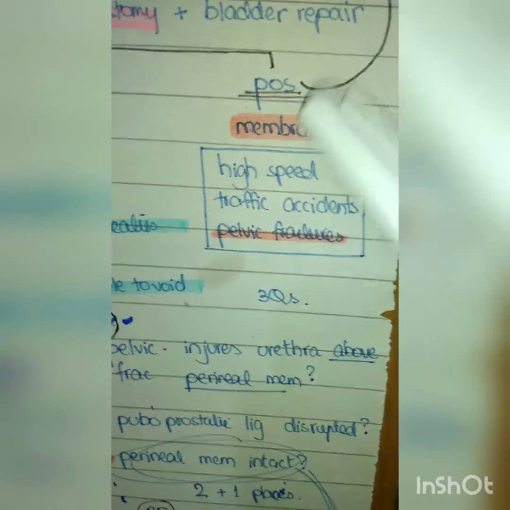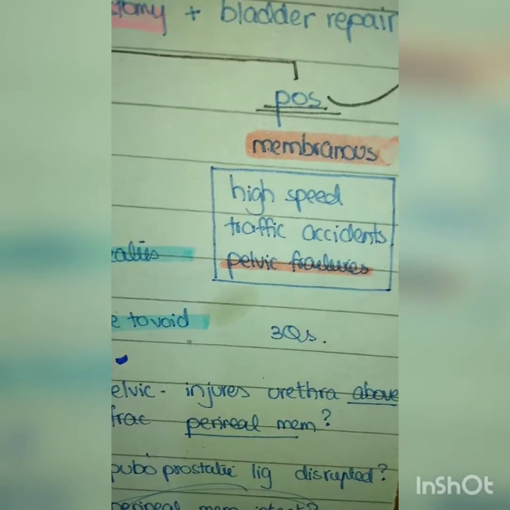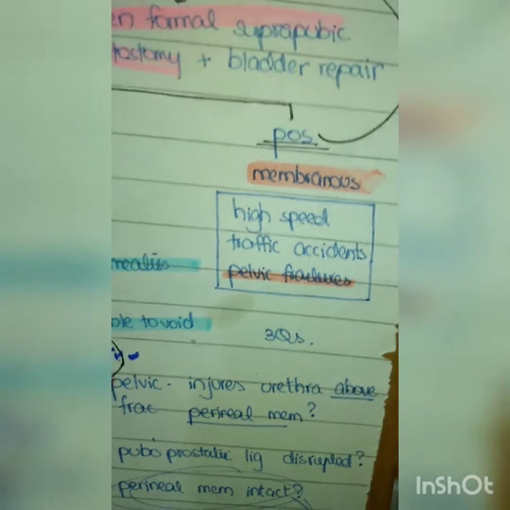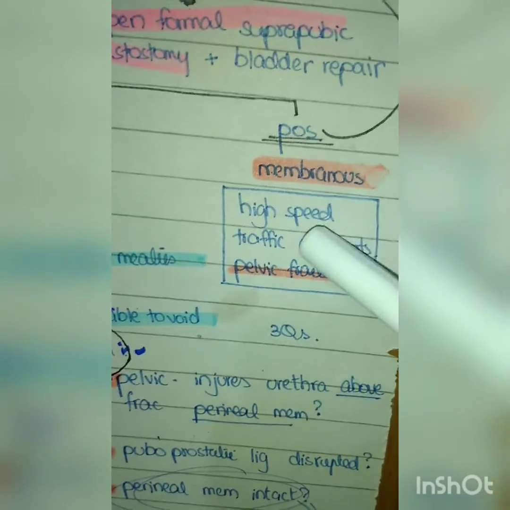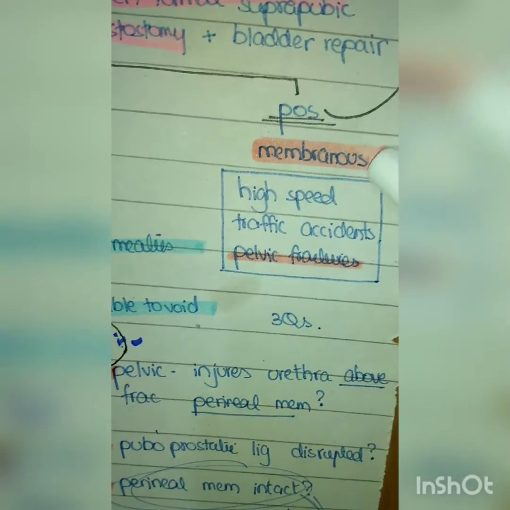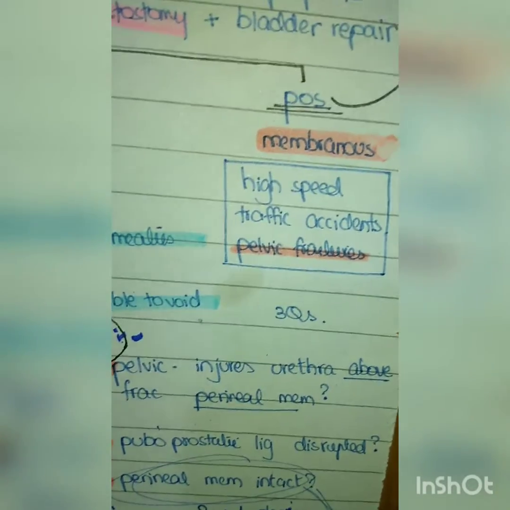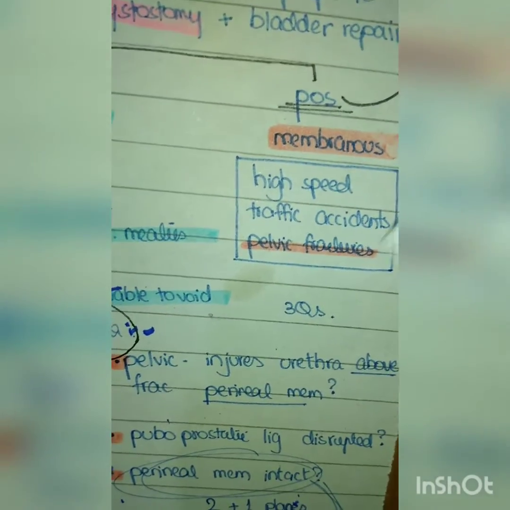Now, let's talk about the injuries of the posterior urethra. So we know that the posterior urethra includes the prostatic part and the membranous part. The prostatic part is not that important when we're considering the injuries. The main focus is the membranous part, and it's very important. Why? Because this is associated with a pelvic fracture.